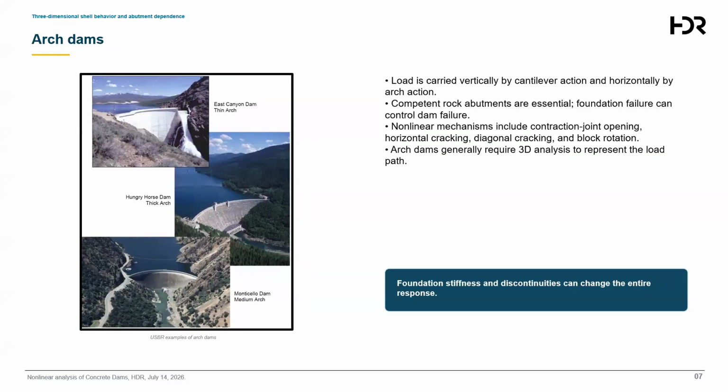For arch dams, the behavior is actually more complex because the load path is strongly three-dimensional. Part of the load is carried vertically by cantilever action, but a large portion of the load is transferred through arch action to the abutments. That means that abutments are critical. They are not just a structural support, they are part of the system. If the abutment rock is weak, the overall response of the dam can change.